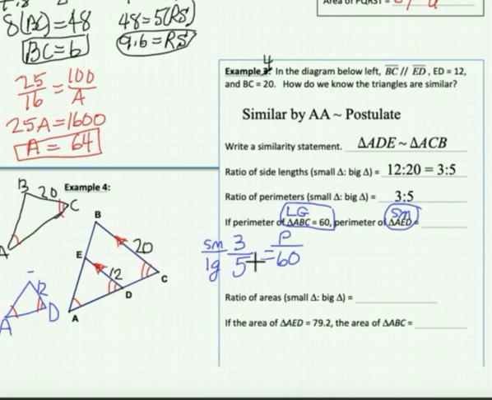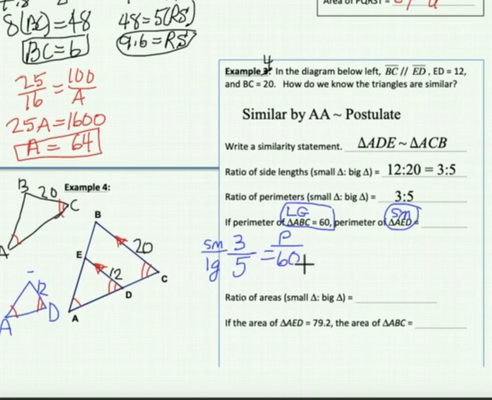A common error is for students to put 3 to 5 over here and then put 60 over P on this side. But remember, if I put 60 over P, then I'm doing large to small when I set this up as small to large. So they have to be set up the same way.